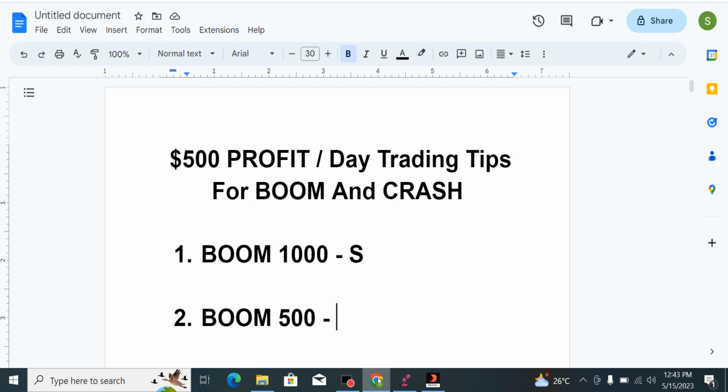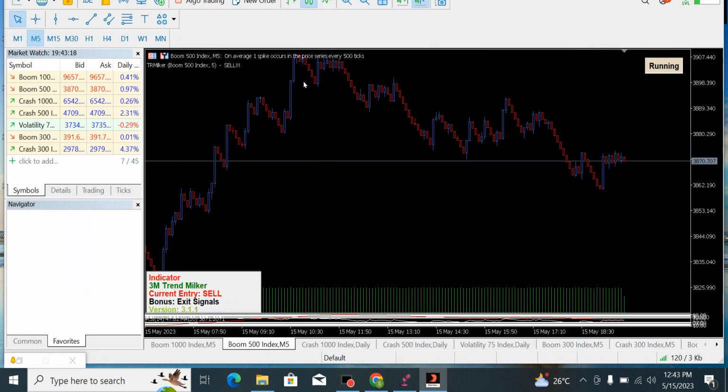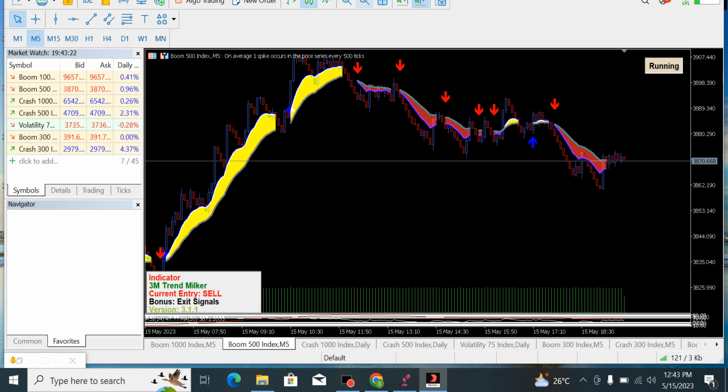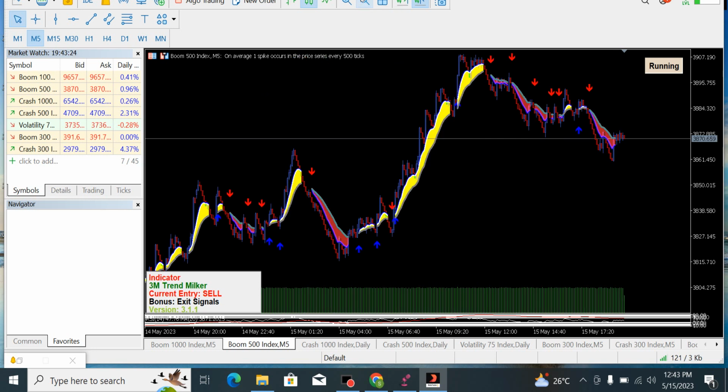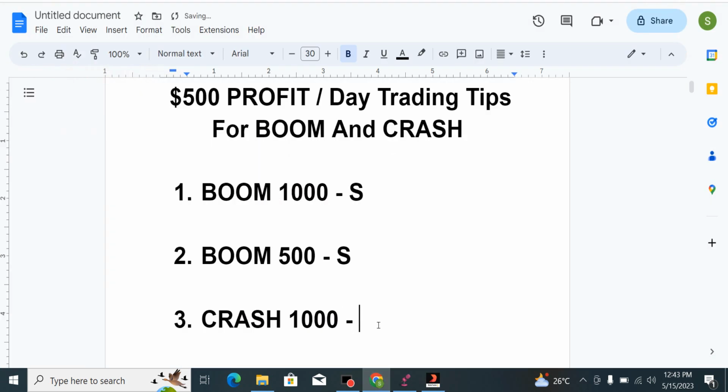The next asset is going to be Boom 500. Let's check it out. We will be checking it out on 5-minute time frame, and I will be using the 3M trend Milka trading indicator to do my analysis right here. Just the way we have seen it, this had been on uptrend till it got to this resistance zone. It has not been able to break out from there, so it went back on downtrend, and it is still selling at the moment. So this is still going to be more of a selling opportunity than a buying opportunity.